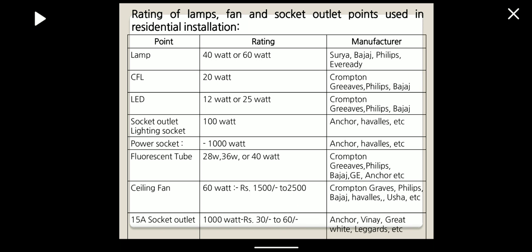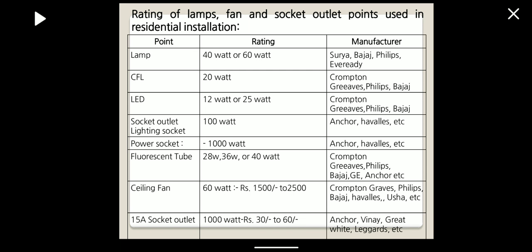Next is the rating of lamp, fan and socket outlet points used in residential installations. A lamp has a rating of 40 to 60 watt, and there are many manufacturers; I write here some, like Surya, Bajaj, Philips, Eveready, etc. Then CFL, compact fluorescent light, has a 20 watt rating, and the manufacturers are Crompton Greaves, Philips, Bajaj, etc. Then LED, 12 watt to 25 watt; Crompton Greaves, Philips, Bajaj are the manufacturers.